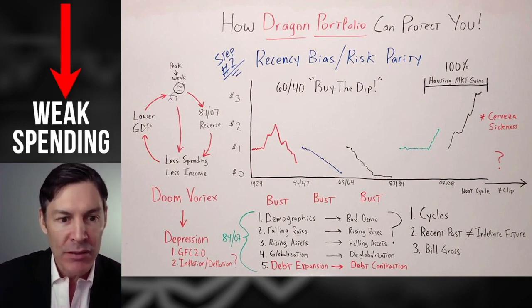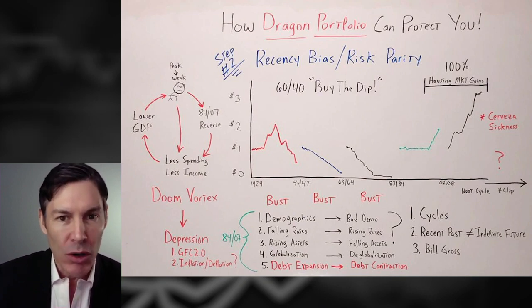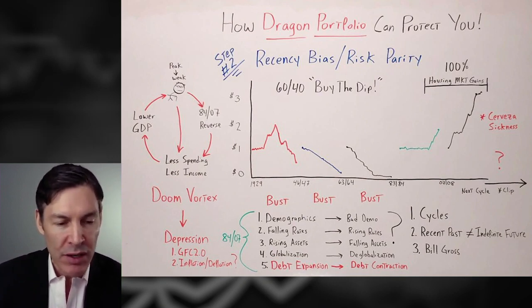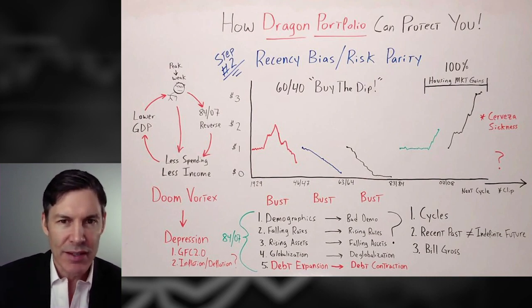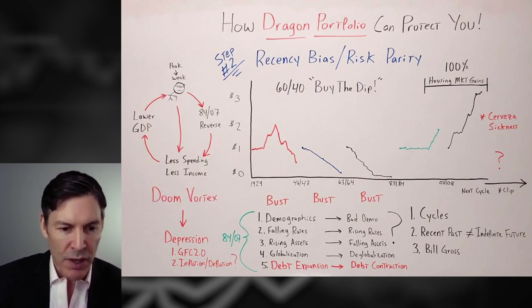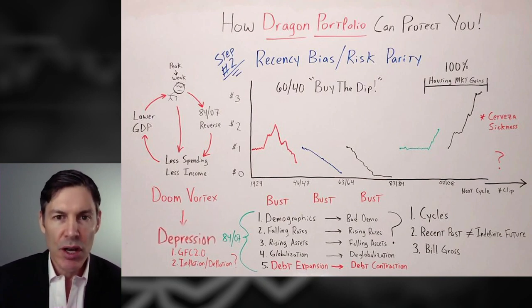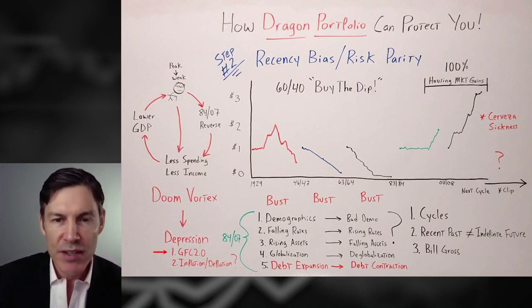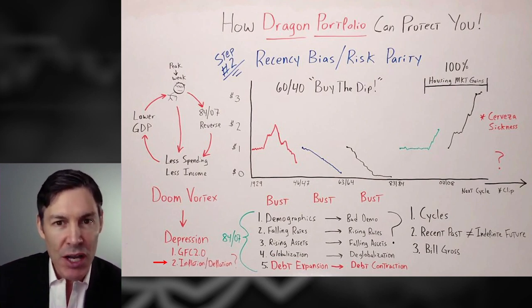You combine this with the reversal of the cycle we had from 84 to 07, this leads to less spending and less income, which means lower GDP. The worse the economy gets, it goes right back to the baby boomer generation. They have a lower propensity to spend and consume. This takes us straight into a depression, which Jeff Snyder calls GFC 2.0. The big question is whether the depression is going to be deflationary or inflationary.